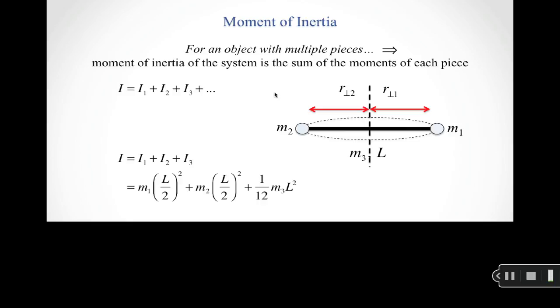So if I've got a more complicated object, then all I'm going to do is basically break it up into the simple pieces that I know how to calculate, and then just go ahead and add together the moment of inertia of each of those pieces to get the moment of inertia for my total system.